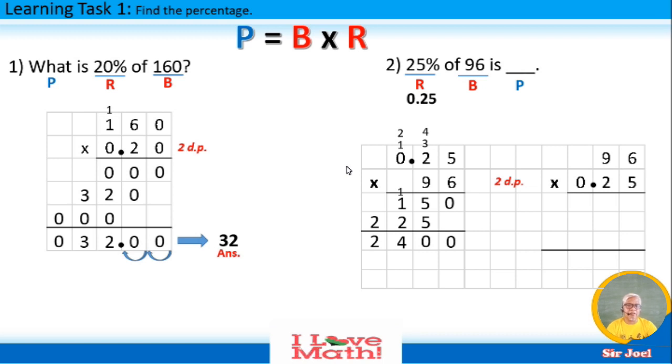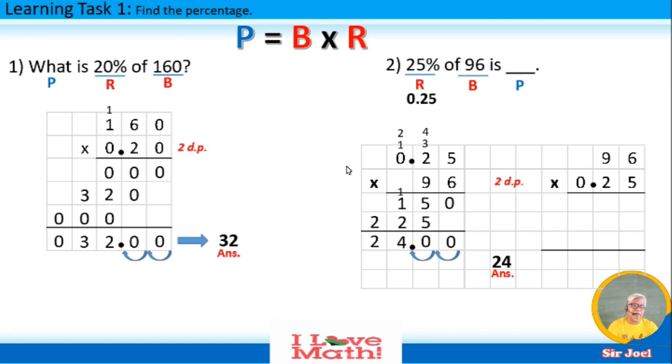At dahil meron tayong 2 decimal places, from the end, moving to the left, dalawang beses. So magiging na tayong, meron na tayong 24.00. And 24.00 means what? 24. And this is our answer.